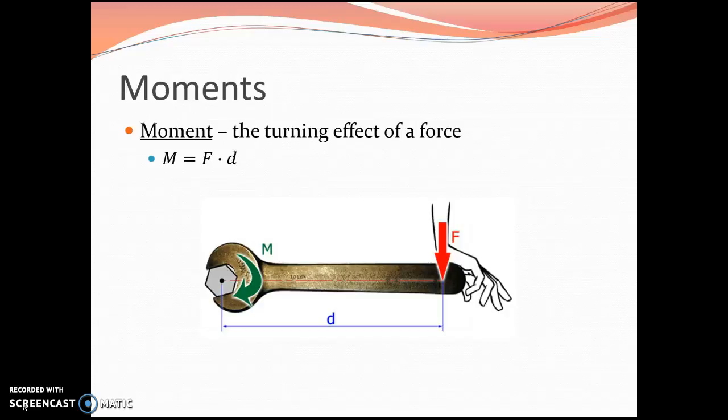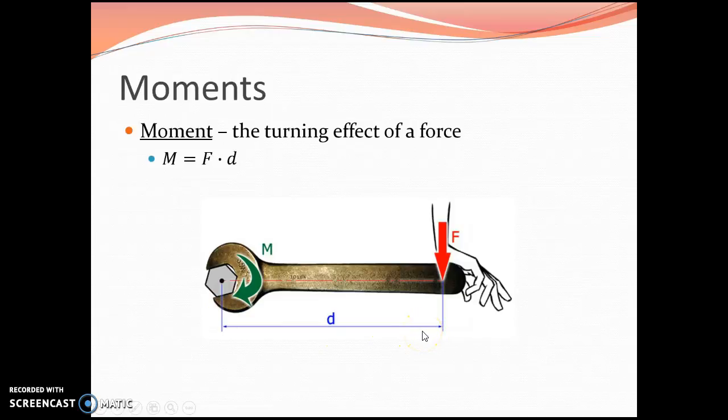This is a turning effect due to a force. It's also called torque. If you're somebody that's into cars and you hear the word torque, it's basically a rotational force. And there's a simple equation to find a moment. You simply take force times the distance at which it acts from your pivot. So the moment about this nut right here would be how much force you put on your wrench and then how far away perpendicularly that force is.